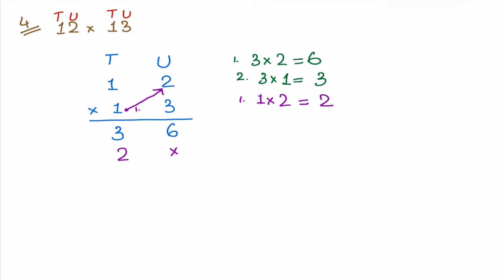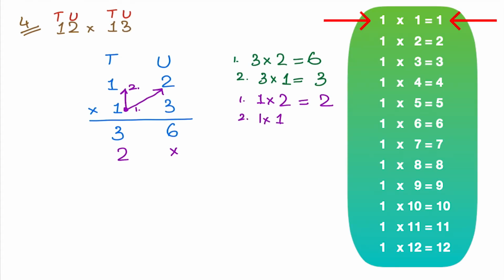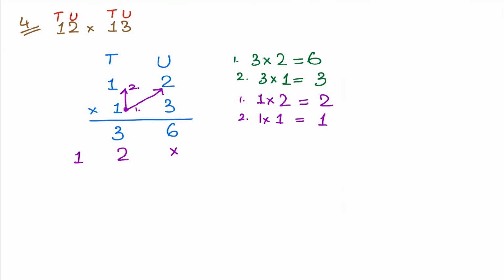Next, what we will do is we will multiply the tens digit on the bottom to the tens digit on top. So we have 1 times 1. 1 times 1 is 1. So we have 1 here.